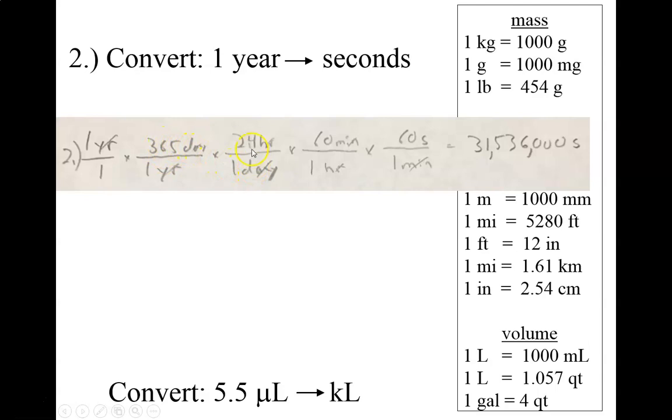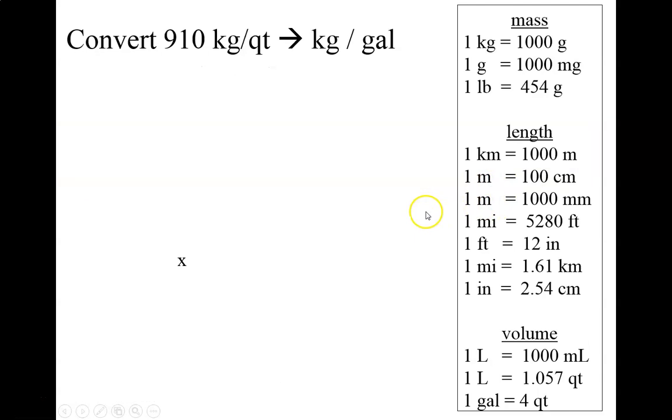And then I know 1 day equals 24 hours. Days cancel. 1 hour equals 60 minutes. Hours cancel. 1 minute equals 60 seconds. Minutes cancel, and I'm left with seconds. So that is equal to 31,536,000 seconds. So again, you can use conversion factors that aren't in here as long as they're true.